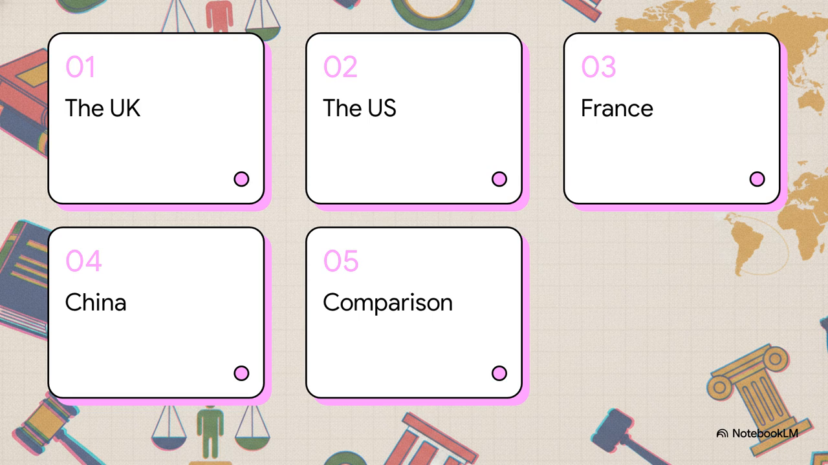So here's our flight itinerary for today's architectural tour. We'll start with the constitutional blueprints, then hit the UK's uncodified tradition, followed by the US as the written pioneer. Next up is France's Fifth Republic, China's socialist constitutionalism, and we'll wrap up with the value of comparison.